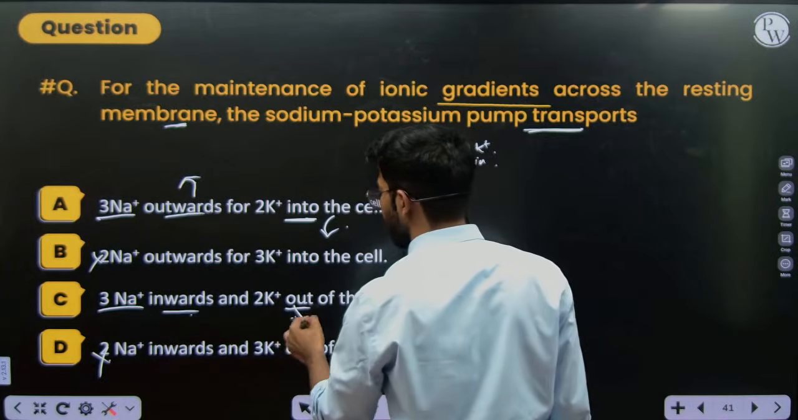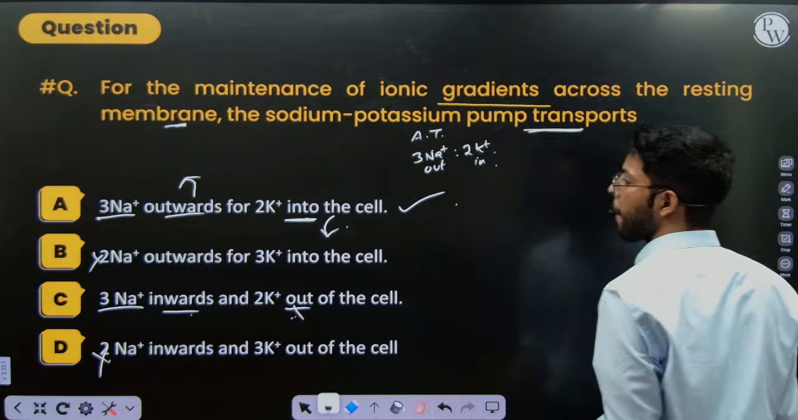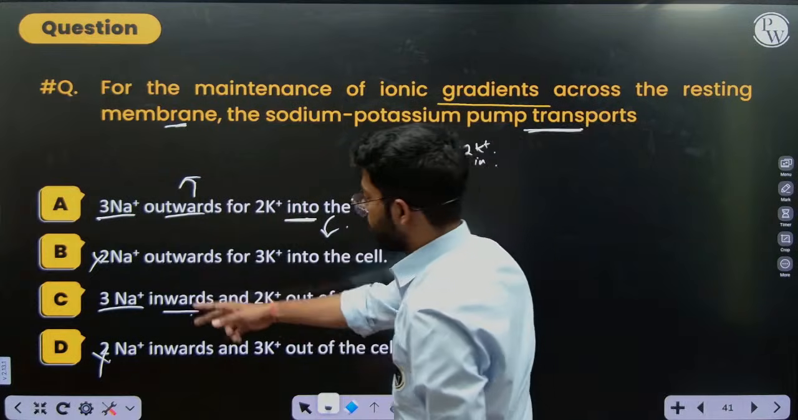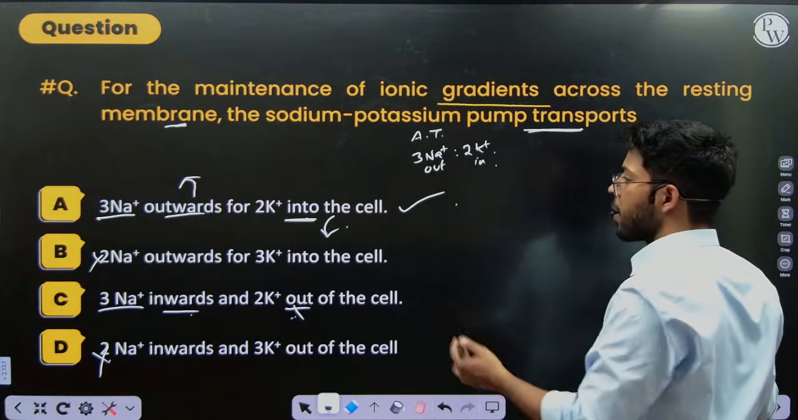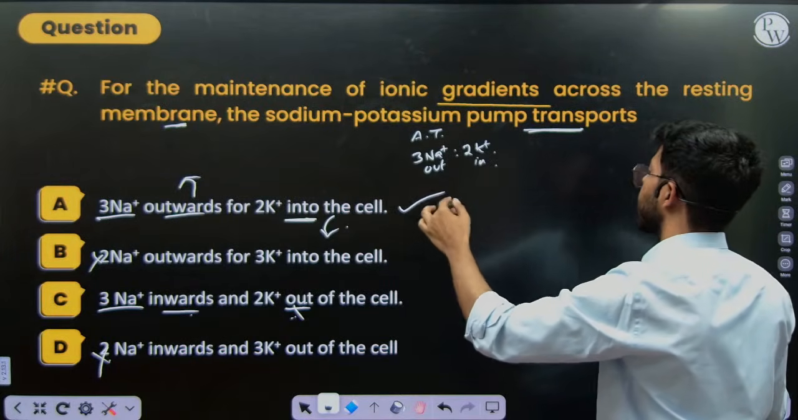And this is also incorrect, 2 potassium out. So the right answer is option A, 3 sodium ions out and 2 potassium inside the cell.